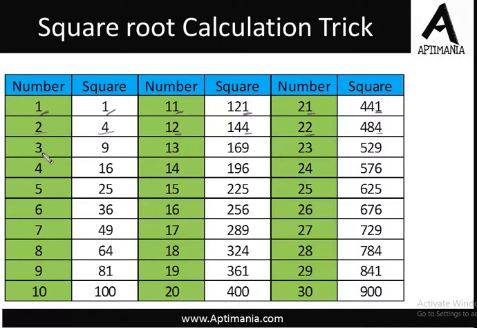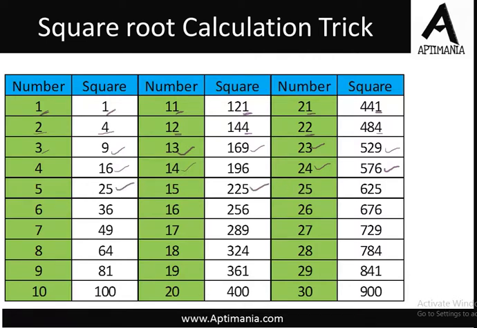In case of 3, the square will end in 9. So whenever the unit digit of any number is 3, the square of that particular number will always end in 9. You can see here, in case of 23, in case of 13 as well. Whenever a number ends in 4, its square will end in 6. Whenever a number is ending in 4, the square is ending in 6 always. Whenever a number ends in 5, the unit digit of the square of that particular number will also be 5 only.